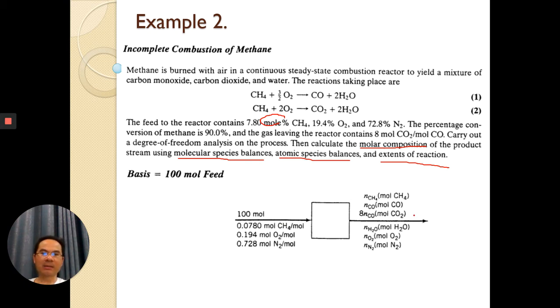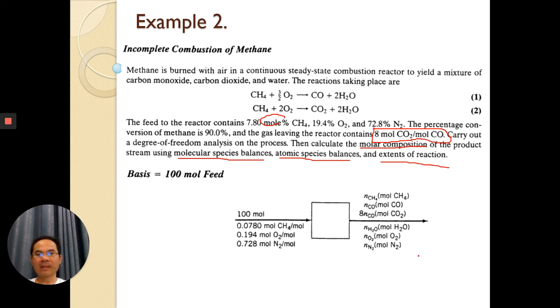We don't know the output of methane, CO, and CO2, which we denote as N methane, N CO, and N CO2, but we know from the problem the ratio of CO2 per CO is 8 mole CO2 per mole CO, which you can express as N CO2 equals 8 N CO. And water is denoted N water, oxygen N oxygen, nitrogen N nitrogen.